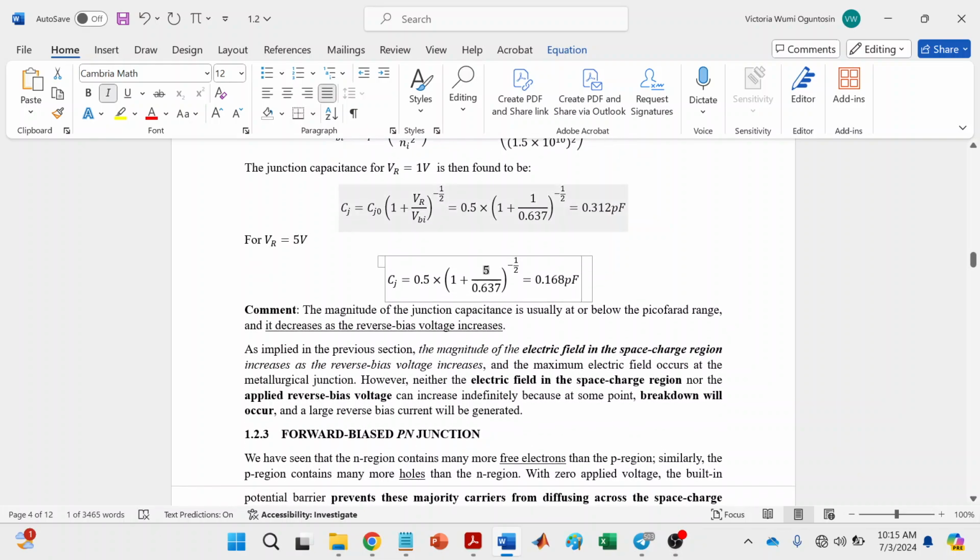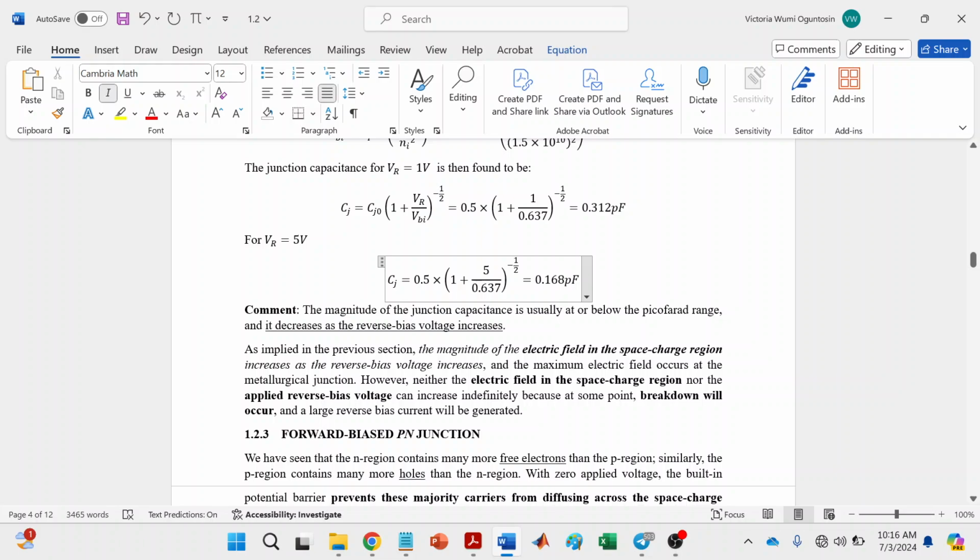So from this example, we can see that the junction capacitance is relatively low. So it's always in the picofarad range. And we can see that it decreases as the reverse bias voltage increases. So when we are at 1 volt, it's much larger than when you are at 5 volts, which is a larger reverse voltage; the junction capacitance is reduced.